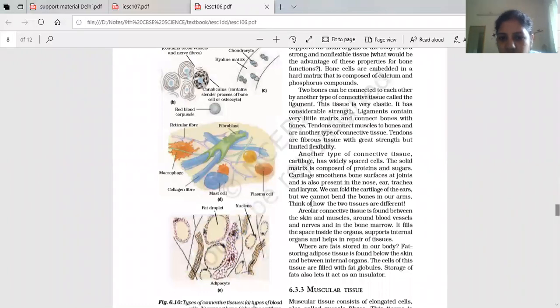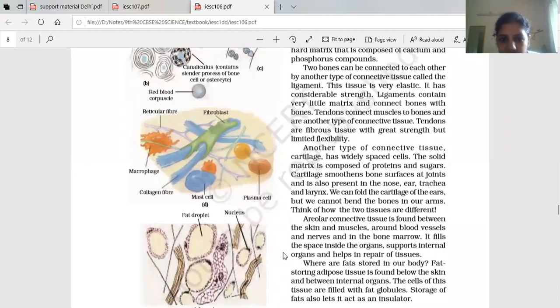Now it is loose connective tissues. In that, areolar and adipose tissues, the two tissues left out, that is loose connective tissues present in the body. Those are areolar and adipose tissues.